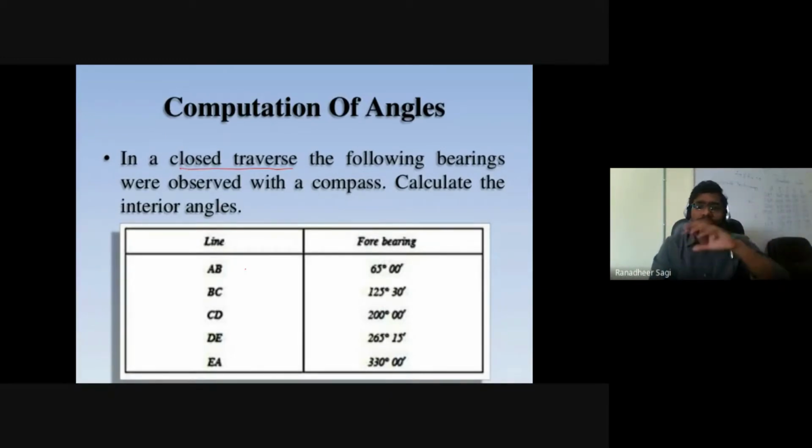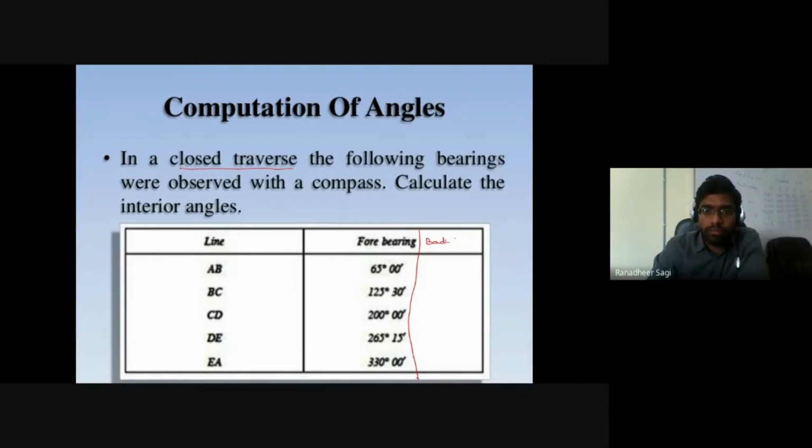And the fore bearings of those particular survey lines are given. Fore bearing of line AB is given, BC is given, CD is given, DE is given, and EA is given. So let me also calculate the back bearings of these lines, because whenever I am required to calculate the interior angles, obviously I come across the back bearing of each and every line. So let me directly calculate my back bearings of these particular lines.